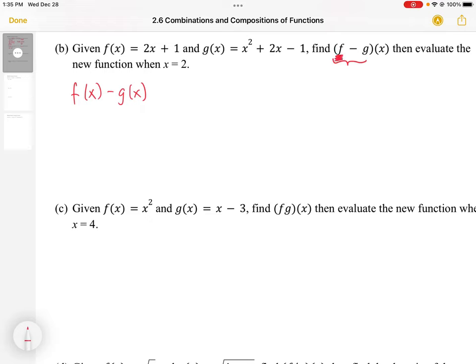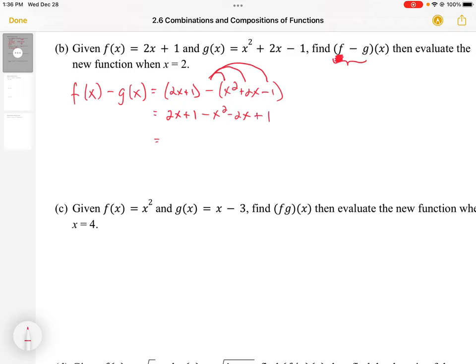Okay, f comes first in this subtraction, so I want to make sure I rewrite it as f of x coming first. So again, we're going to substitute 2x plus 1 in for f of x, and x squared plus 2x minus 1 for g of x. Now these parentheses are important in this case. Because I'm subtracting, I have to make sure that I subtract every single one of these terms. We could think of that as distributing the negative sign. So we have 2x plus 1 minus x squared minus 2x plus 1.